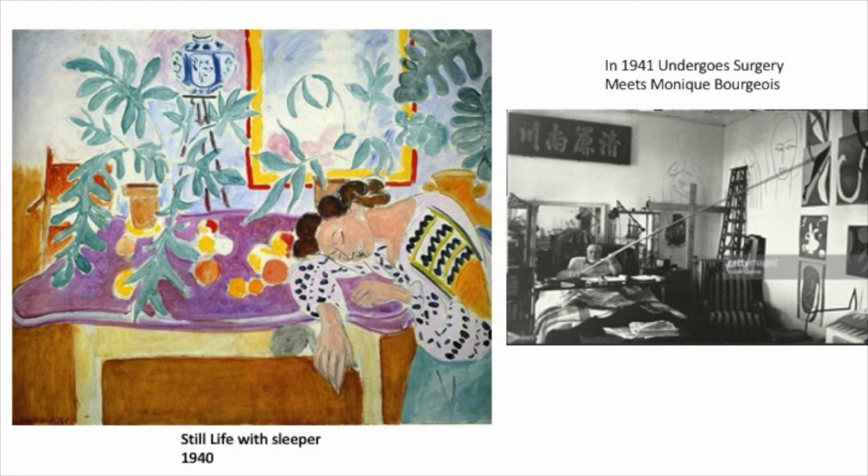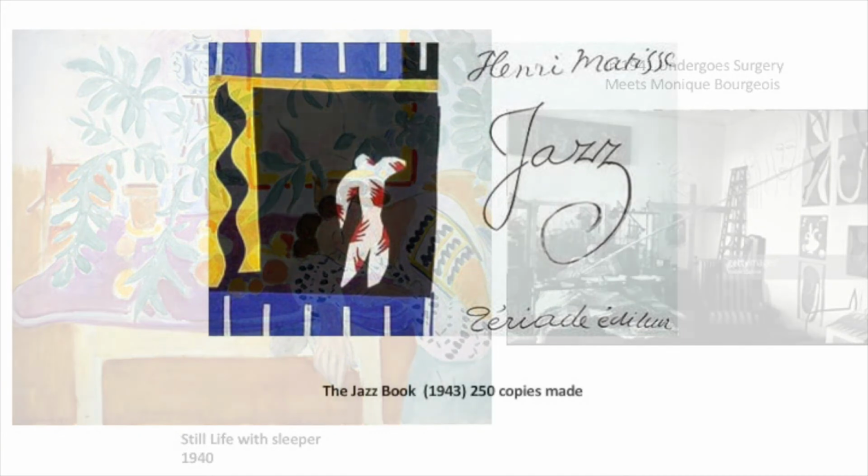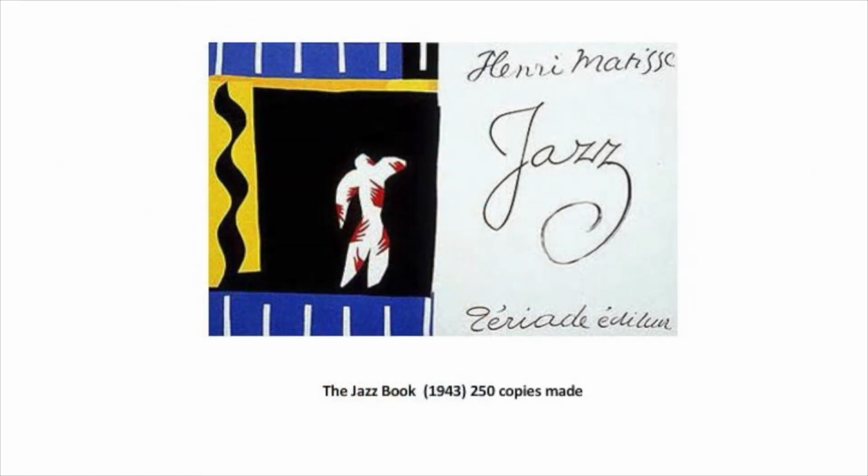But from here, since he was essentially immobilized, he started to create a new form of art where he would take prepared pieces of paper that had been gouache painted by his assistants, and he would create his famous collage cutouts. One of the first creations he did in this style was the Jazz Book from 1943 that was limited to 250 copies.